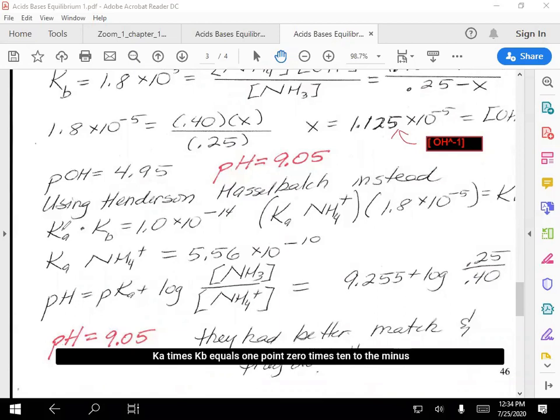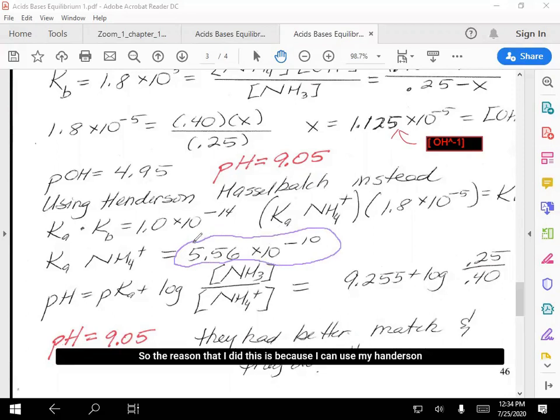So what we can do now is simply use the Henderson-Hasselbalch equation to solve for the same problem. So remember that Ka times Kb equals 1.0 times 10 to the minus 14. The Ka of ammonium ion can be solved using the Kb of the ammonia and setting it up to the Kw. And so when we solve for the Ka of ammonium ion, we get 5.56 times 10 to the minus 10.